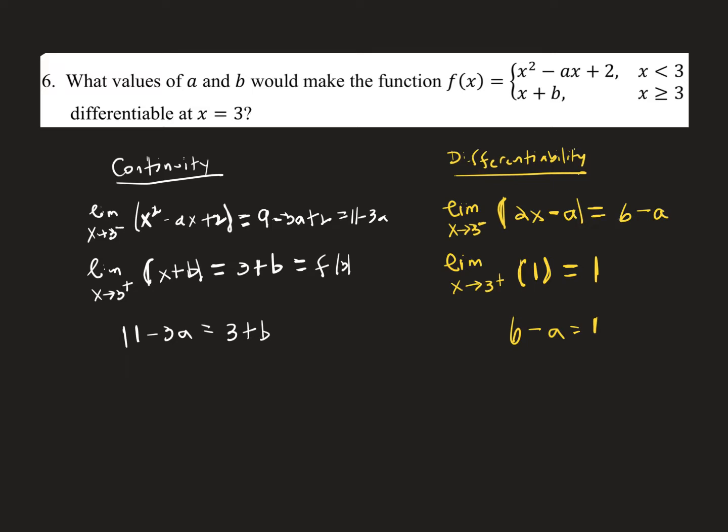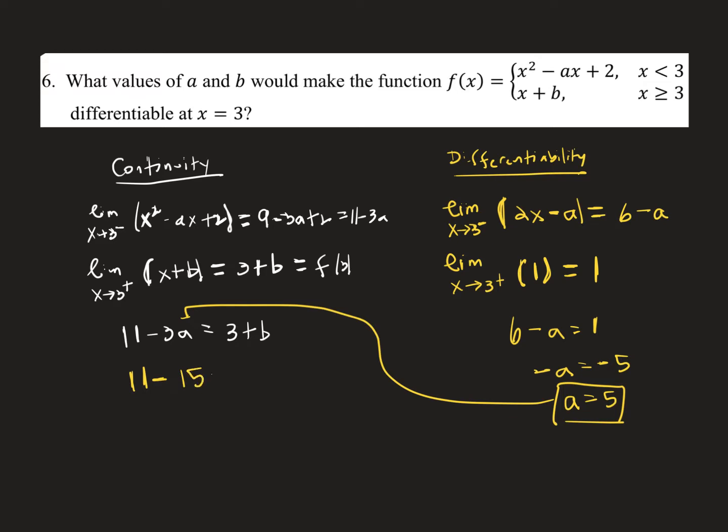This is enough to solve for a. So a is 5. And now that we know that a is 5, we can use that to find what b is. Wow, this is really, really wonky today. So b is negative 7. And that's how you solve this for a and b.